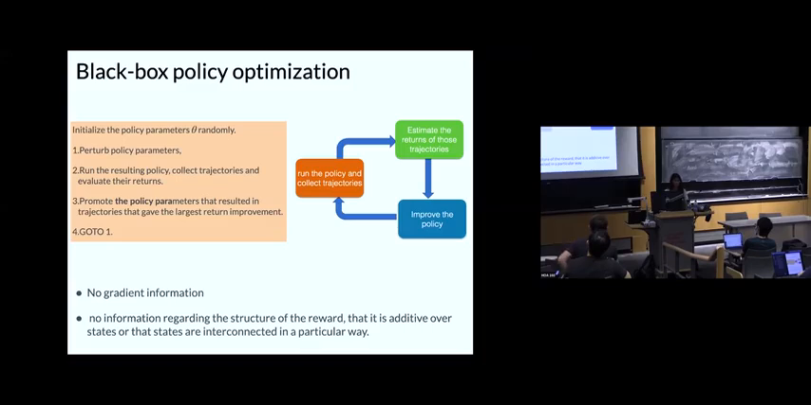So no gradient information is used, of course, anywhere, but not even that, no information regarding the structure of the reward is used, that it is decomposed over time steps and so on and so forth, and that it is additive over states, etc. Okay, so this is what we're going to do.